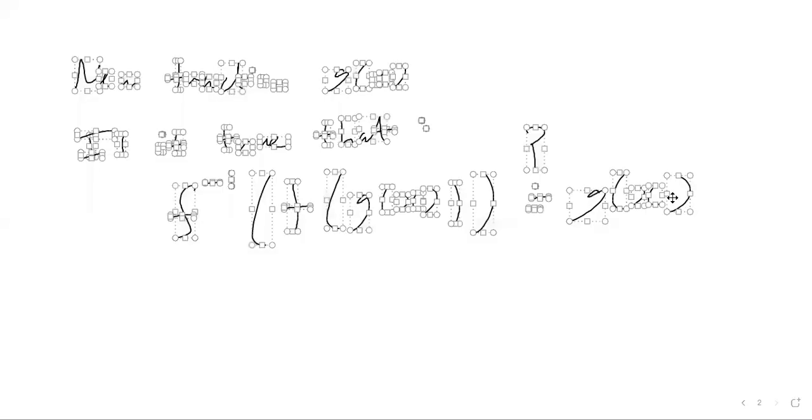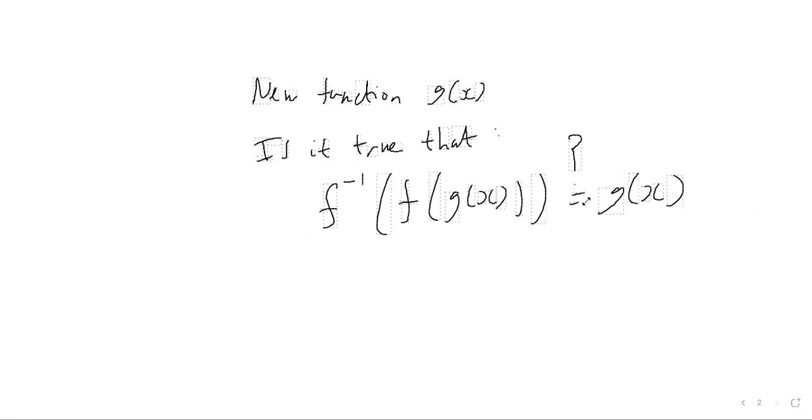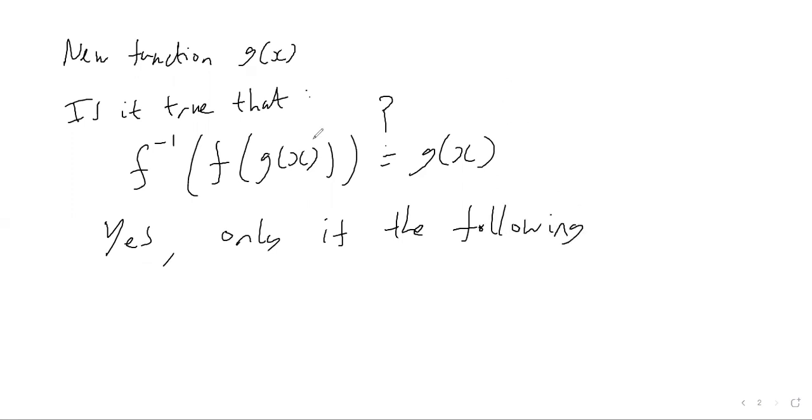So sometimes it is and sometimes it isn't. It all depends on the range of this function g of x. So the key point here is that this is true, yes, only if the following is true. In order for us to have a defined function, we need to make sure that the range of values of this g function is a subset of the domain of this f function.